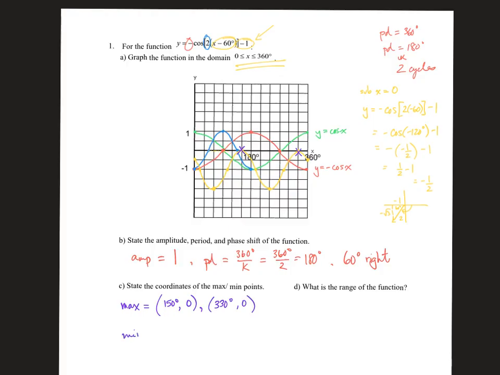My minimums would then be the bottoms of my function. I see my first one almost at the beginning of the graph. That would be at 60 degrees and -2. And then I see my other one would be 180, 210, 240, and the same y value.